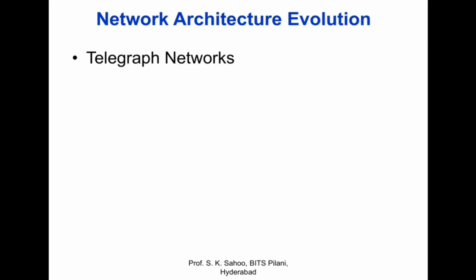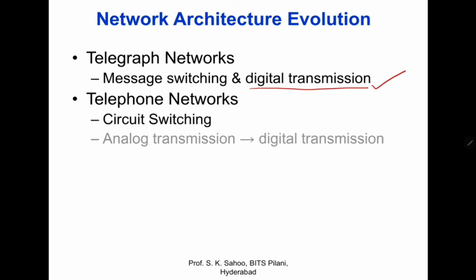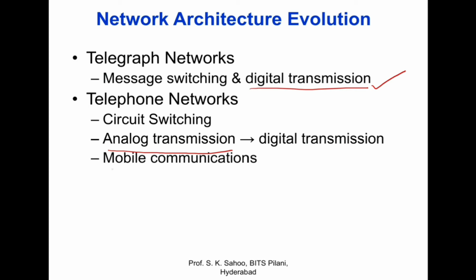Network architecture evolution, as we are discussing: initially the telegraph network came, which was based on message switching and digital transmission. Why digital transmission? We are transmitting dash and dot. These are the 2 states we are transmitting. That is why it is called digital transmission. Then the telephone networks came, with circuit switching, in which first analog transmission was used. Further, the analog transmission was converted to digital transmission because of certain advantages. Later on, the wired line in the telephone network was replaced by wireless communication, and mobile communication came.